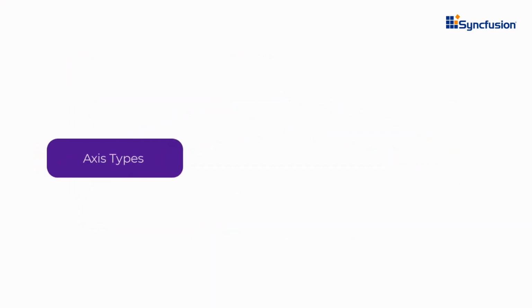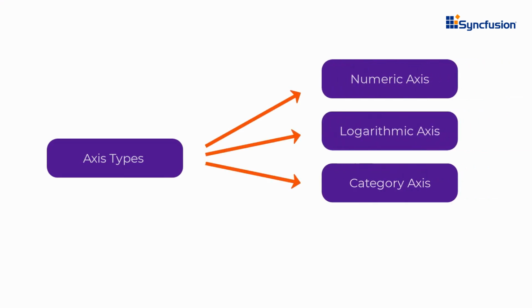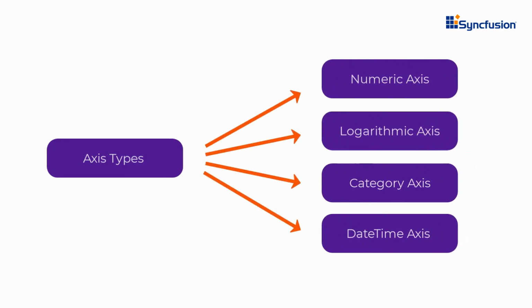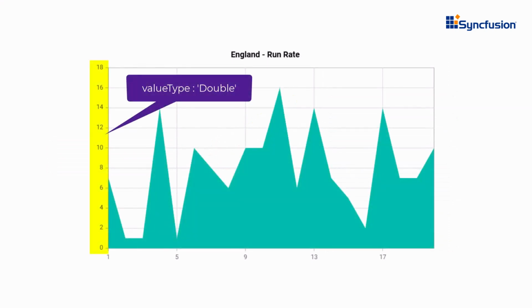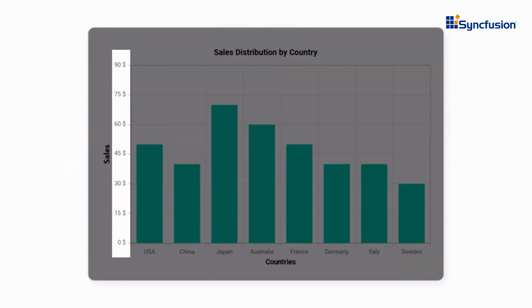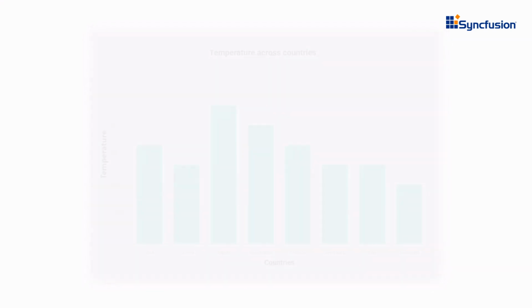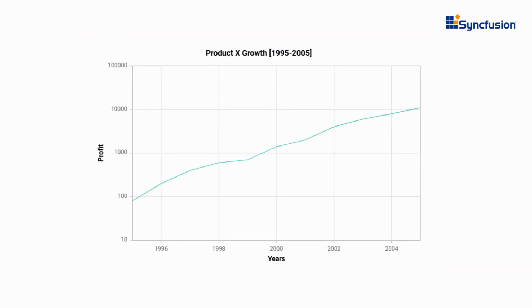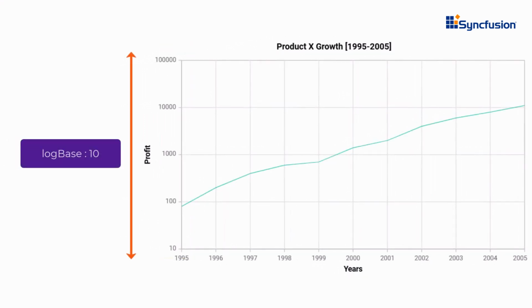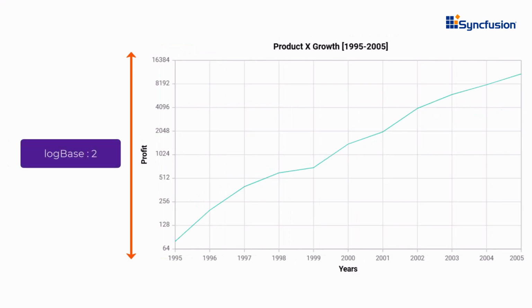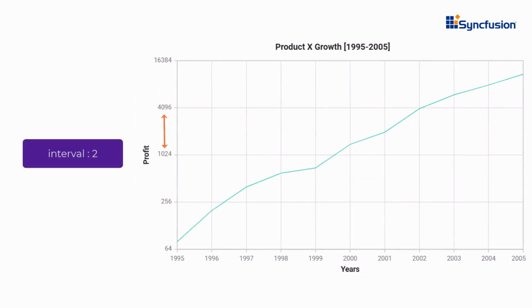First up, the axis type. React Charts let you choose from several axis types using the value type property. For standard numbers, set the value type property as double. It's perfect for values like sales or temperature. If your numbers range from small to large, then switch to logarithmic. Control its scale using the log base property, say base 10 or 2, and control how far apart each logarithmic step appears using the interval property.